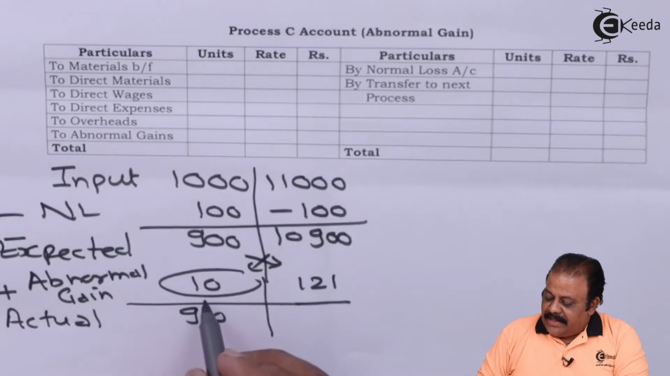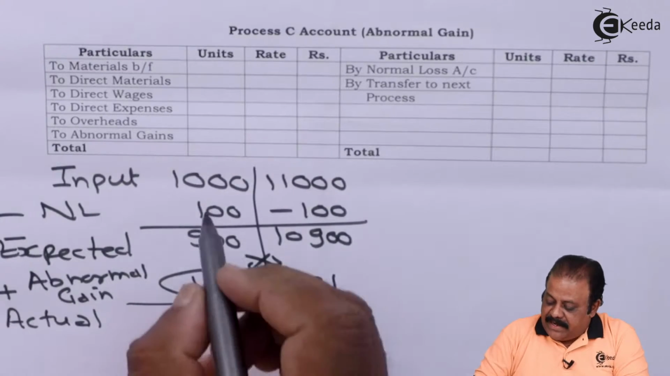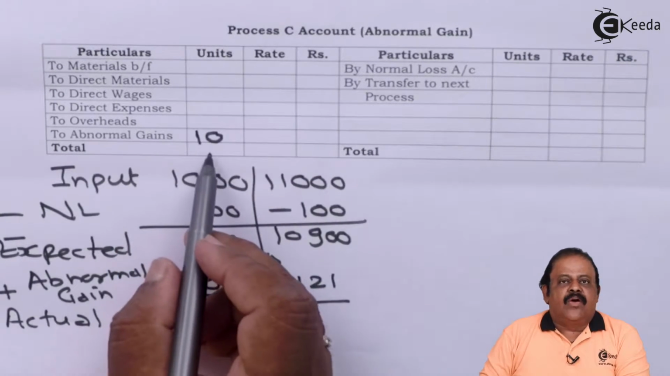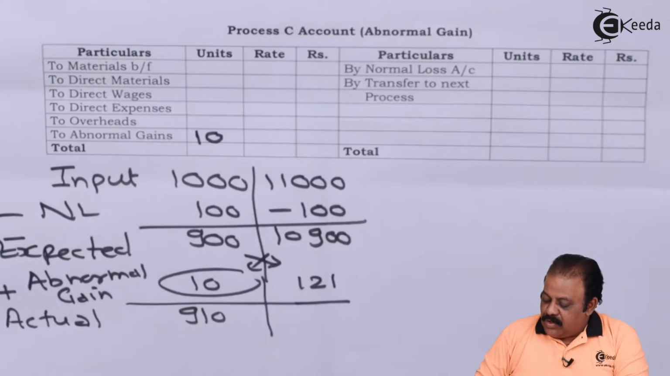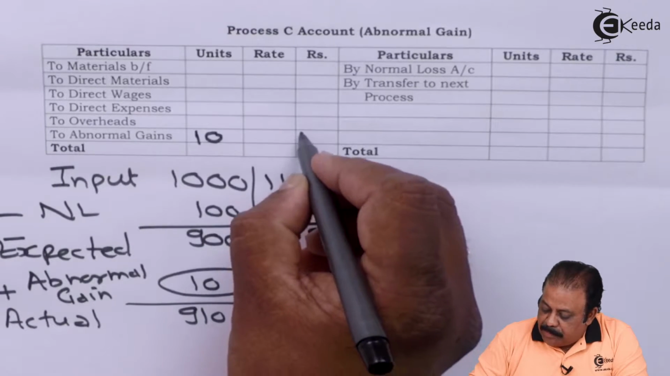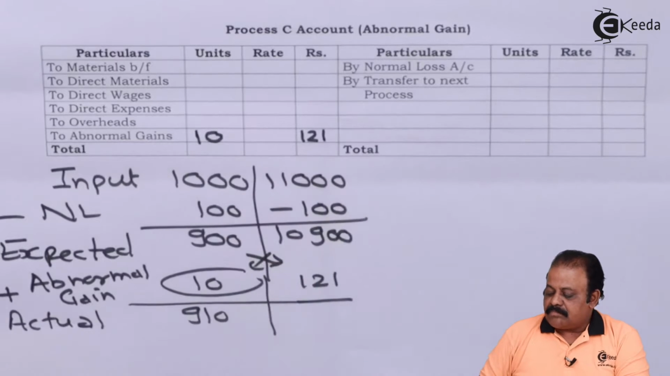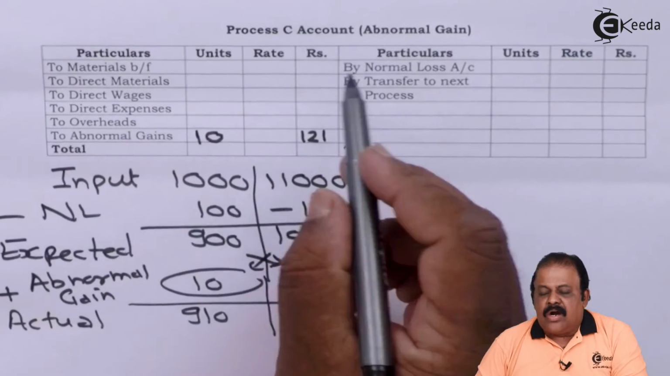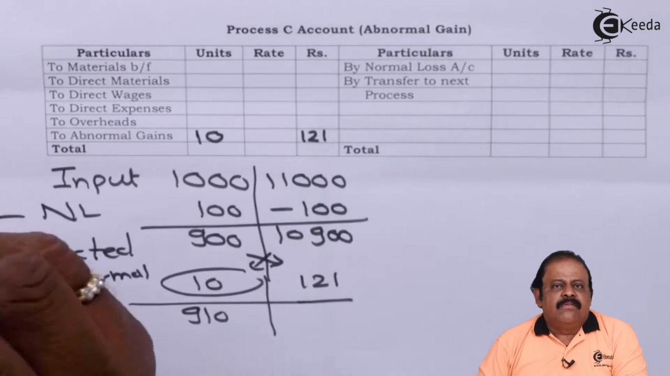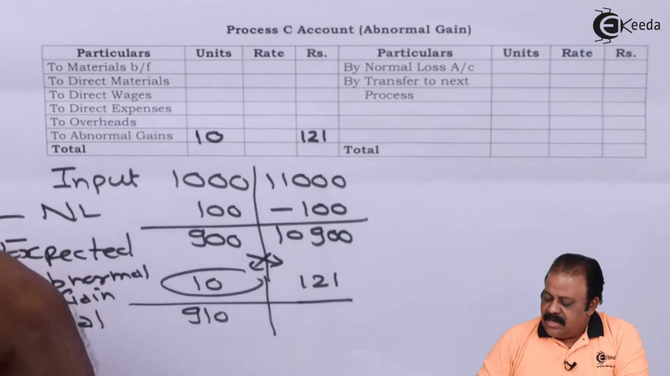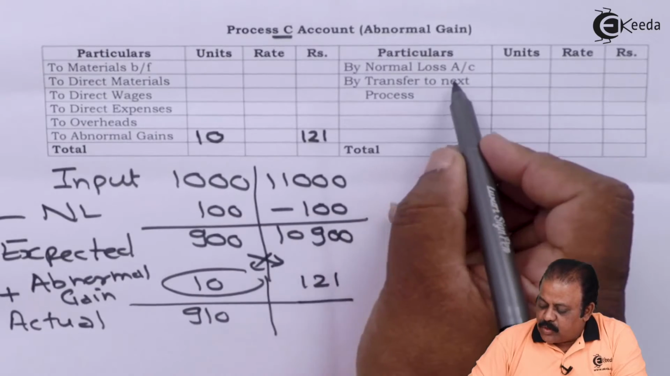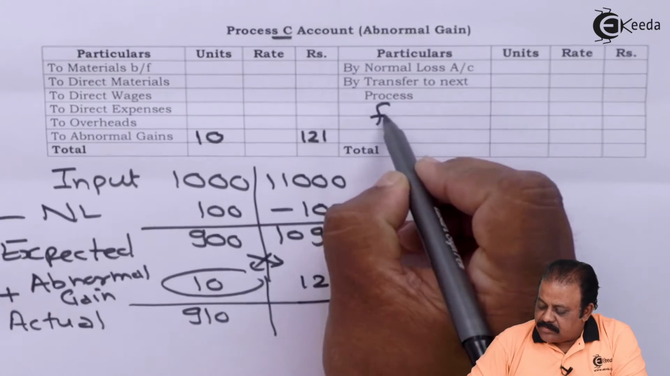These 10 abnormal gain units will be put here on the debit side. In the quantity column we have put 10 units, and the value is 121, which will be put in the rupees column. This is how we have recorded abnormal gain units as well as their value. Then the process account will be closed and the output will be transferred to the next process. Suppose process C is the last process, then the output will be transferred to the finished stock account.